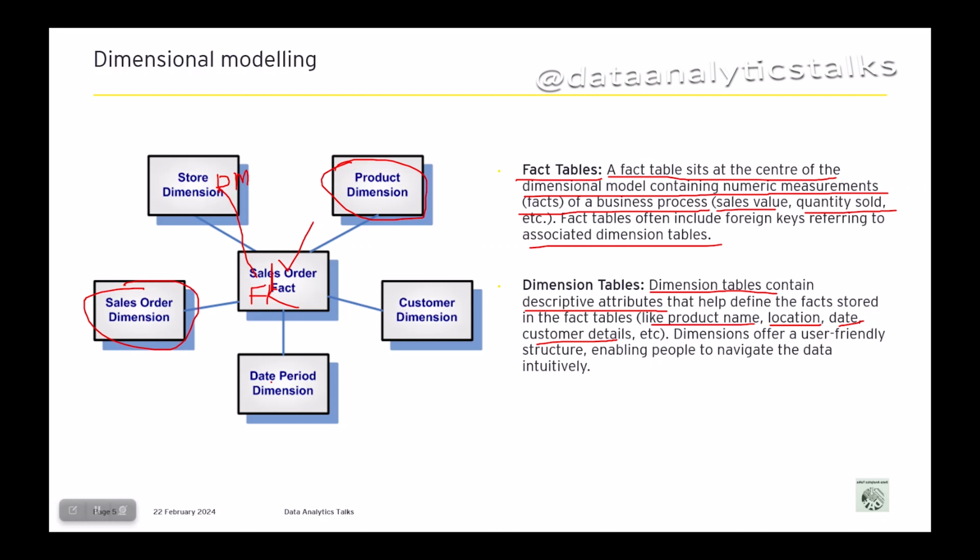All those things are carried in the sales order. Then we have the data like the day, month, quarter, year, and so on in the date period. And we have the customer information in the customer dimension table. So dimensions offer a user-friendly structure, enabling people to navigate the data intuitively. The two major components of any dimensional model are the fact table and the dimension table. The fact table carries the measurable fields, and the dimension table carries the descriptive part of it.